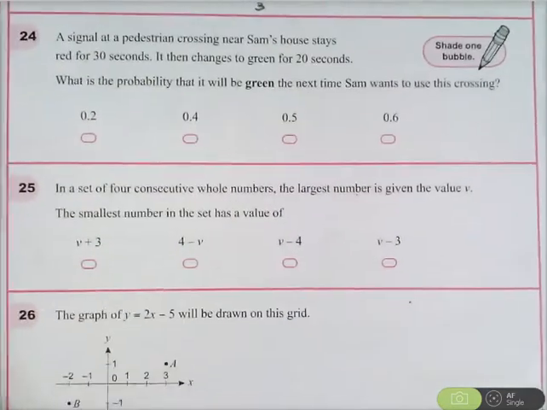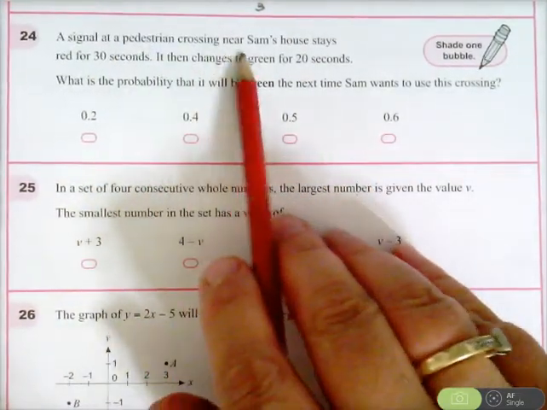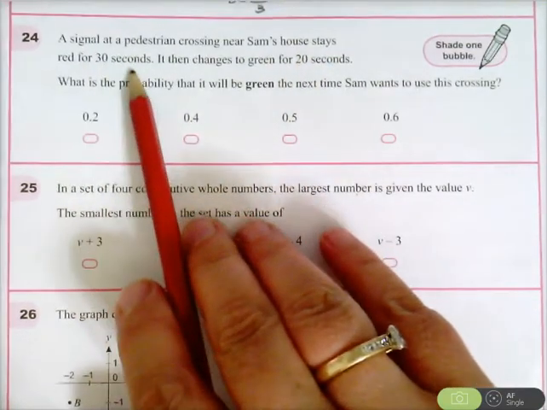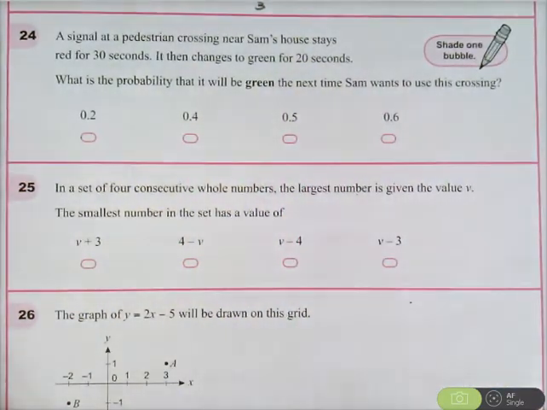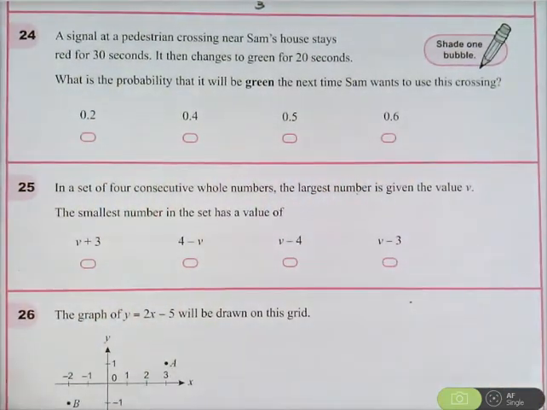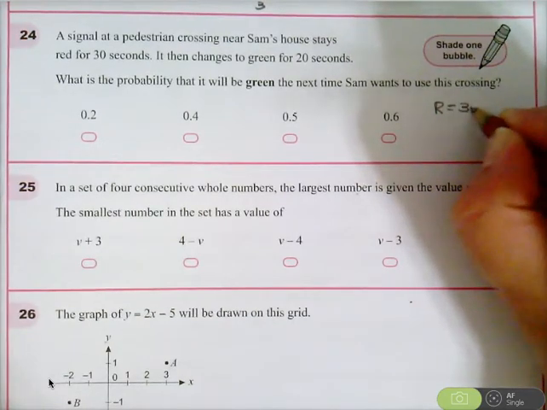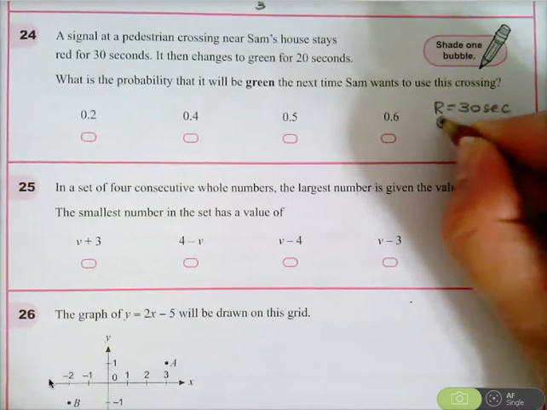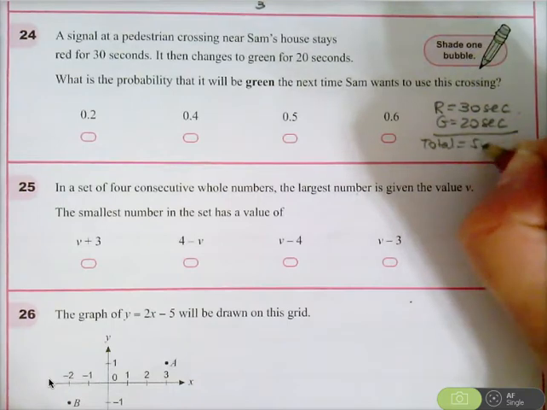Now for question 24. A signal at a pedestrian crossing near Sam's house says red for 30 seconds. It then changes to green for 20 seconds. The question is, what is the probability that it will be green the next time Sam wants to use this crossing? So we've got red for 30 seconds and green is 20 seconds. So our total timing is 50 seconds.